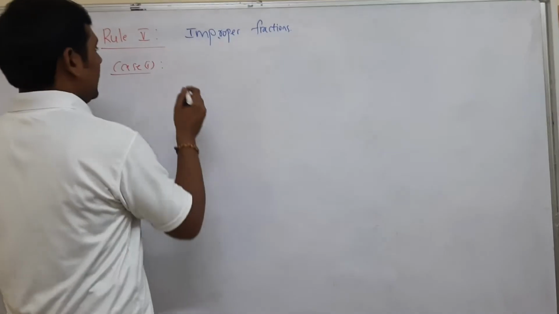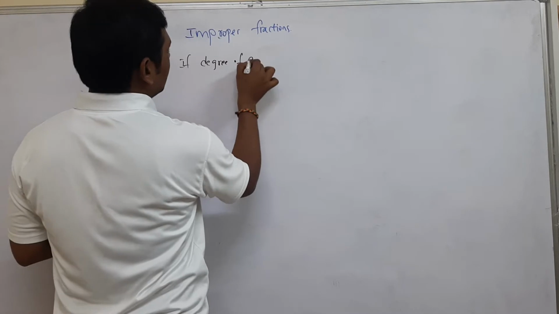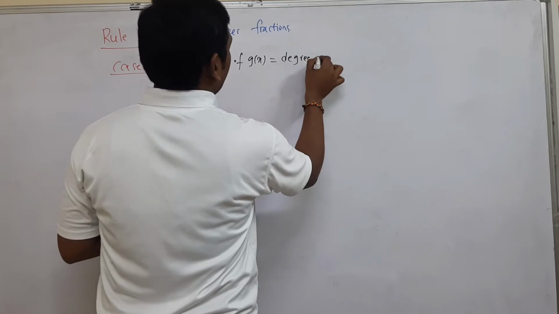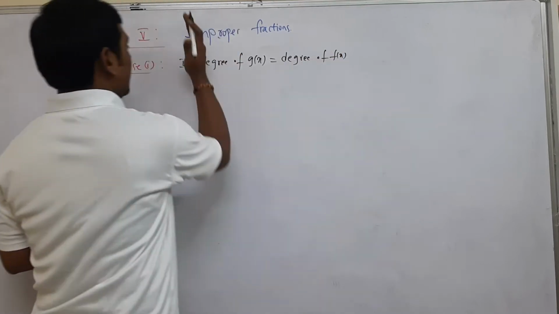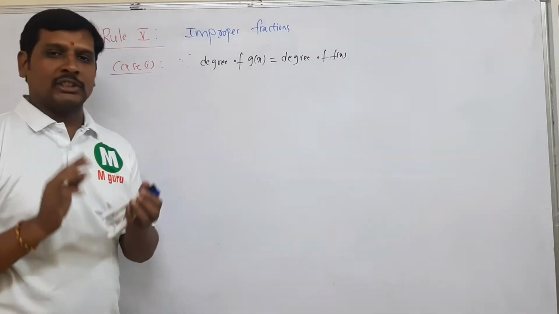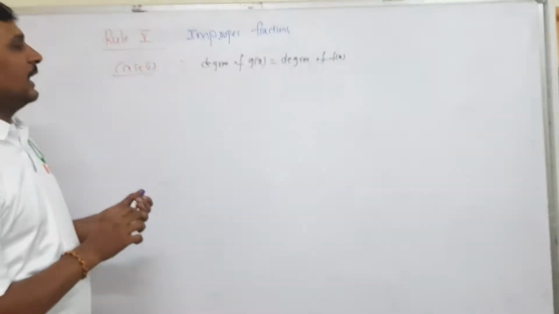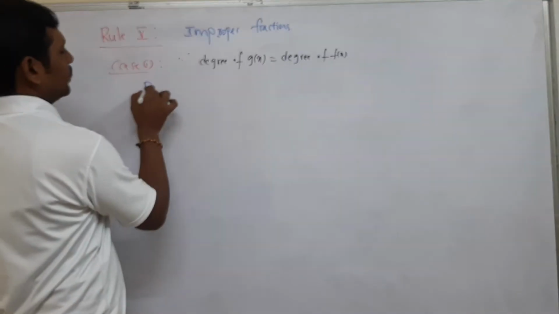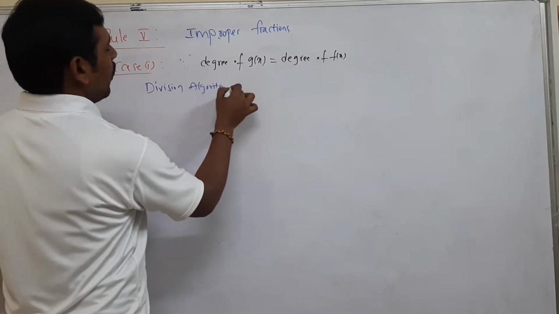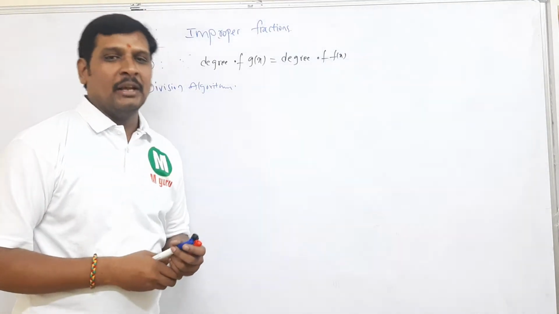In case the degree of g of x is the same as the degree of f of x, that is, both are the same, then what to do? Just use the division algorithm. By using the division algorithm, what can you write? The division algorithm says dividend equals divisor into quotient plus remainder.